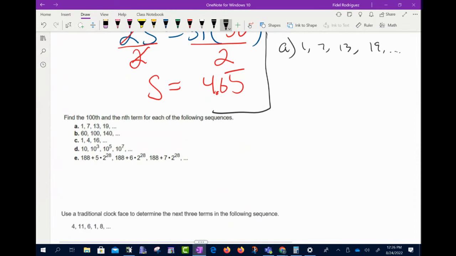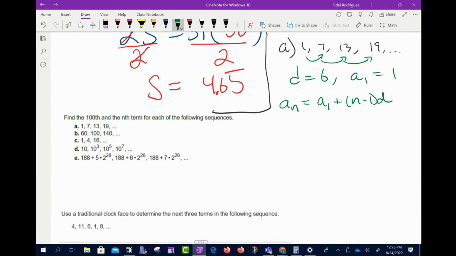Okay, so the first thing I need to figure out is, is this an arithmetic sequence or is this a geometric sequence? So remember what we're going to do. We're going to say, am I adding the same number each time? What do y'all think? Are we adding the same number each time? How much are we adding? 6. Okay, good. So this is an arithmetic sequence where the value of d is 6. Remember, a1 just stands for the first term. What was the first term? 1, right? Okay.